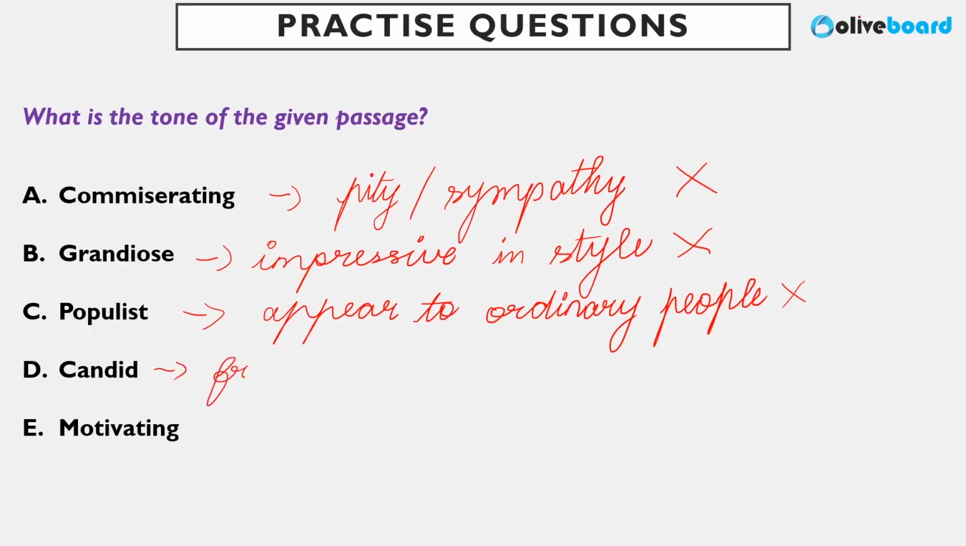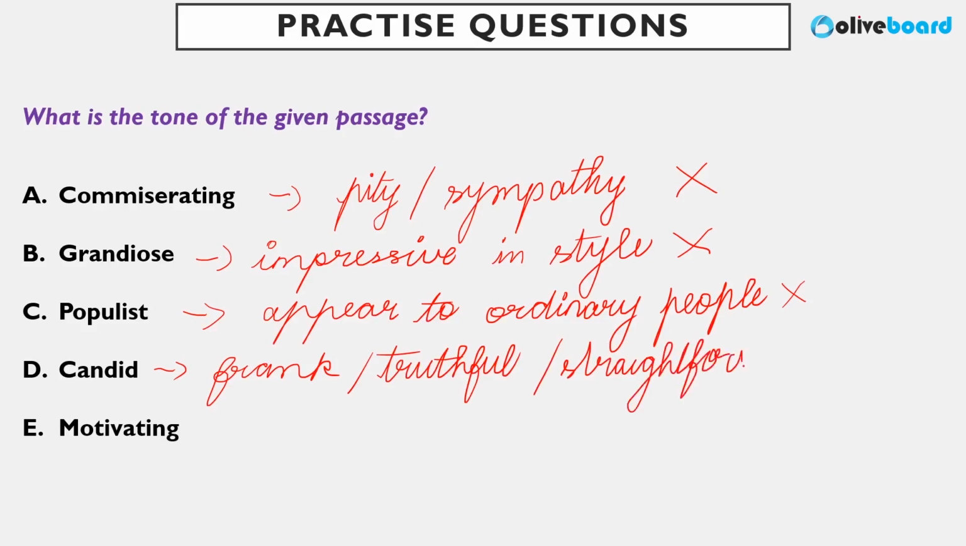Candid is very, very frank, straightforward. Okay, truthful. Whatever you feel, you say it. So truthful, you can say straightforward. Direct tone is candid. And motivating also, this is what we studied, which incites, or encourages, or inspires us. So a very inspiring tone, which is not the case here.